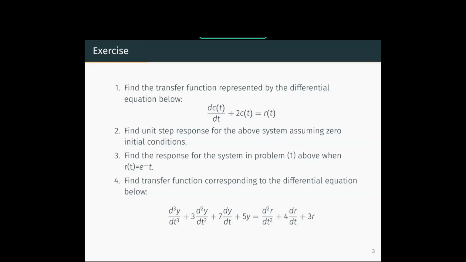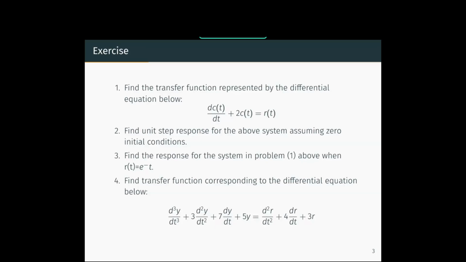Hello and welcome to another video of control engineering. Today we will look at various aspects of transfer function. In the last videos we have seen Laplace transform of differential equations. So today we will see how we can use that in control engineering. To start with, we will look into the first problem.